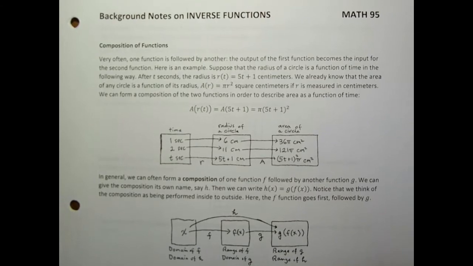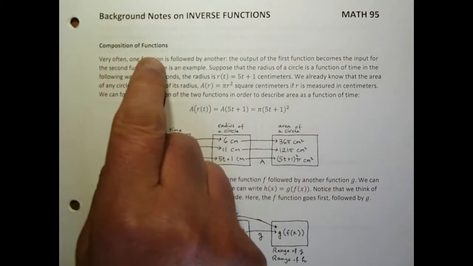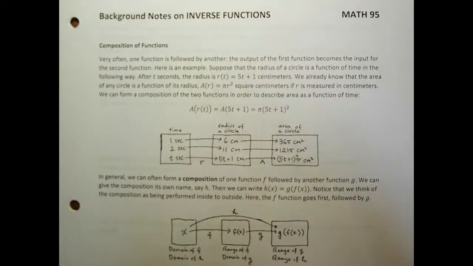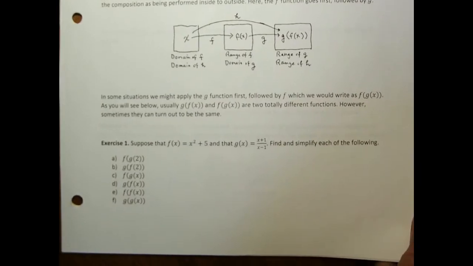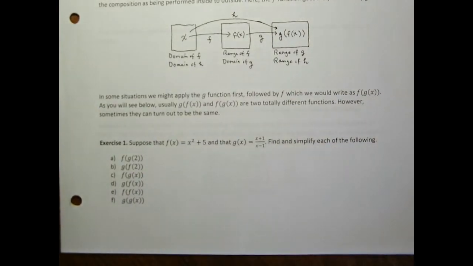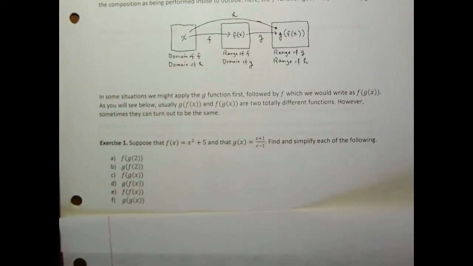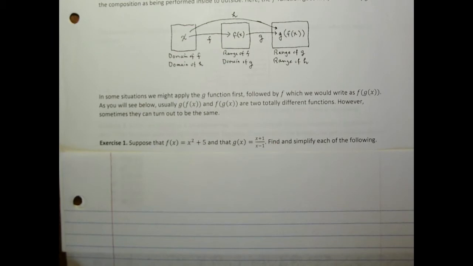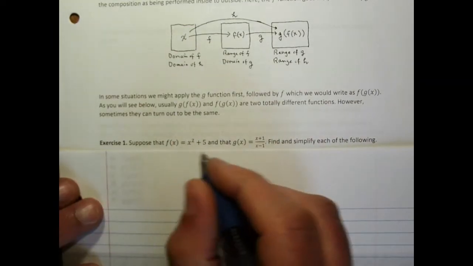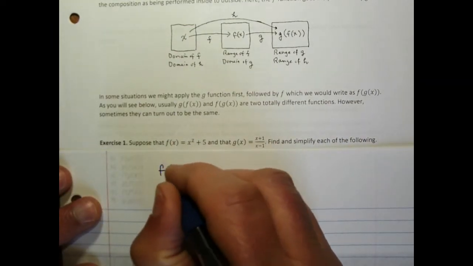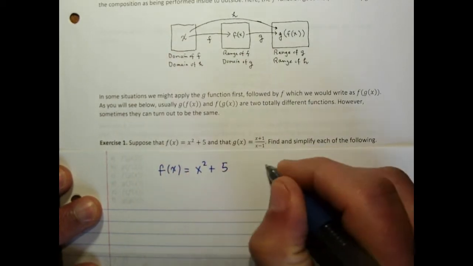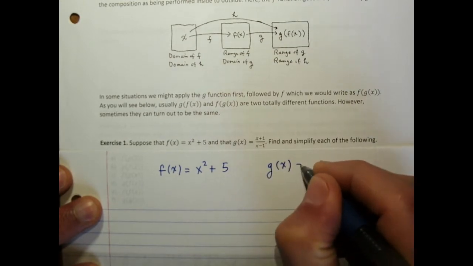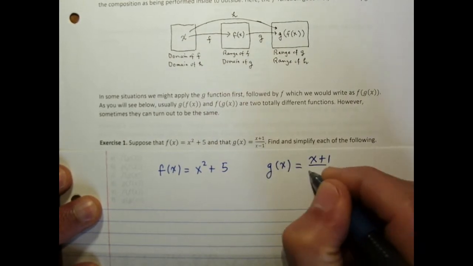The handout starts out with an introduction to composition of functions, and I won't read through this example here. We're going to go right to the exercise. Composition of functions occurs when one function is followed by another, and the example in the exercises gives you two functions that we're working with. f of x equals x squared plus 5, and the other function is g of x equals x plus 1 over x minus 1.